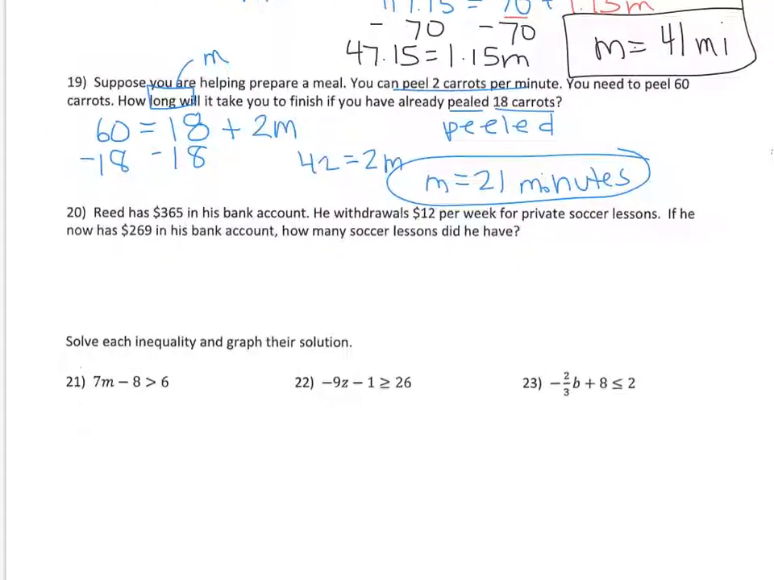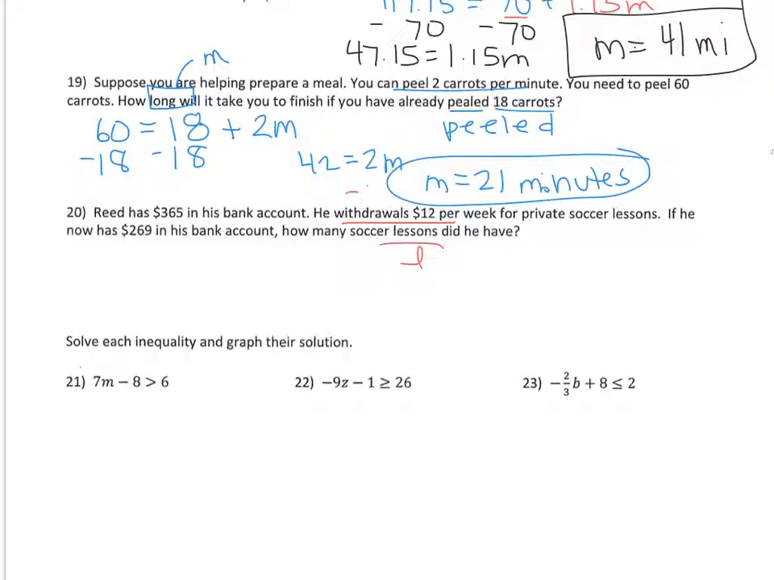And then number 20, Reed has $365 in his bank account. He withdraws, so that means you take out $12 per week for private soccer lessons. If he now has $269 in his bank account, how many soccer lessons did he have? So our variable is going to be how many soccer lessons. So let that be L. So withdraws means you're taking away. You're losing, so you're subtracting.